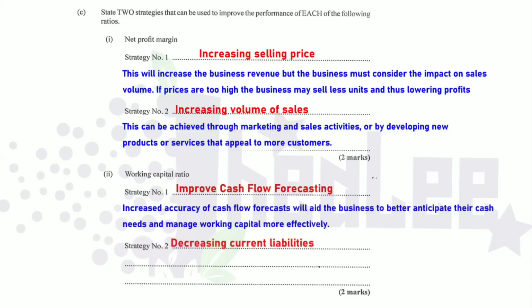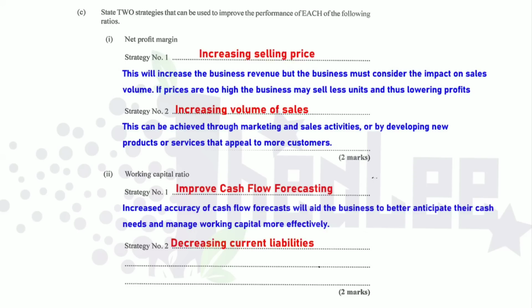Next is decreasing current liabilities. And remember, to find your working capital, just current assets minus the current liabilities. So the less current liabilities you have, then it means that the business would be in a better position to cover its current debts. It would have more in terms of its value after taking out its current liabilities, its current debts, from its current assets.